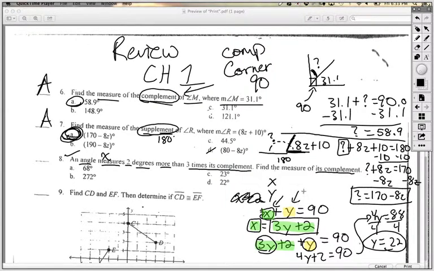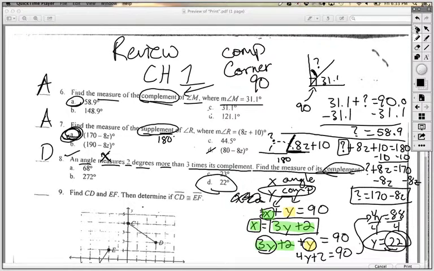Wait a second. Is it 22 or is it 68? Which one is it? Okay, it says an angle x measures 2 degrees more than 3 times its complement. So y is the complement and x is the angle. And it's asking me to find the measure of its complement. So then we want y, which is 22, which is right here. I feel like I had to check that like 3 times. But now I got it. That's cool.